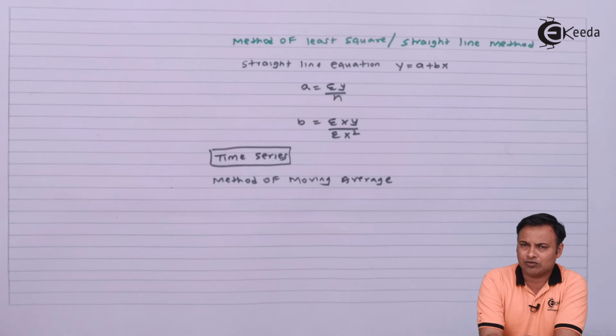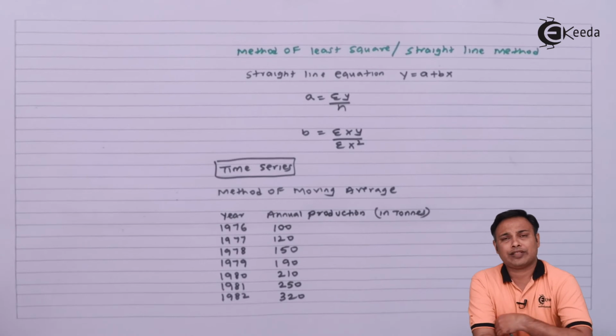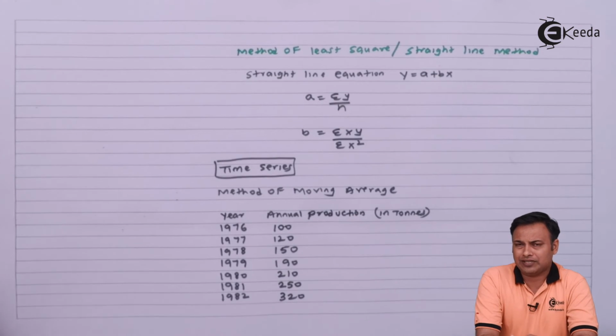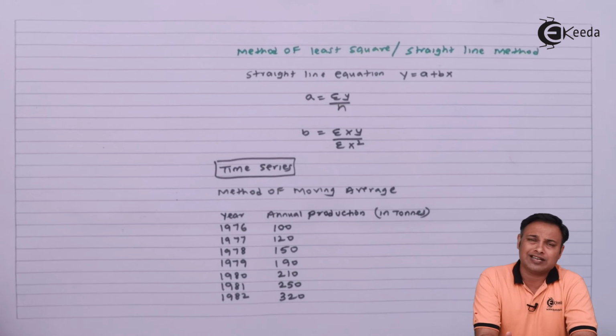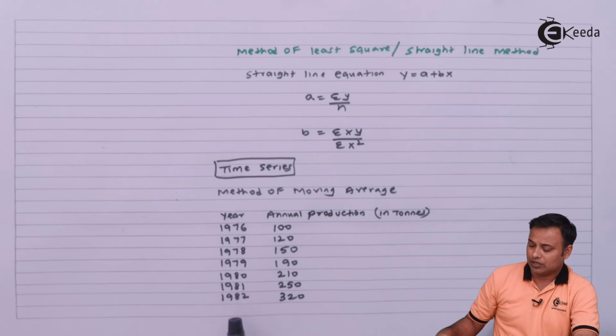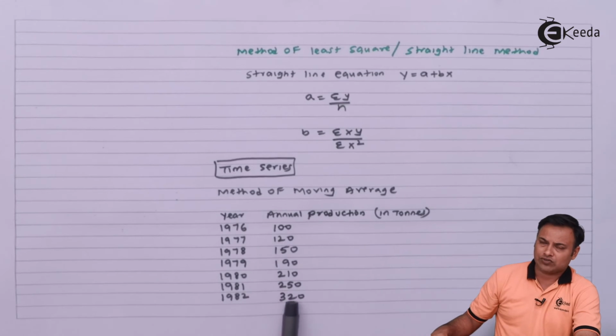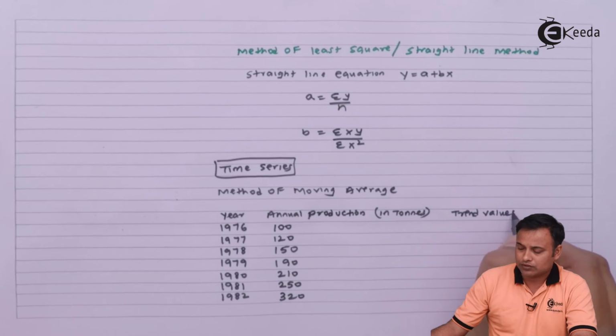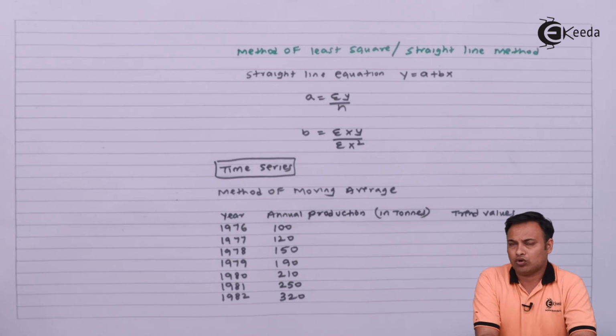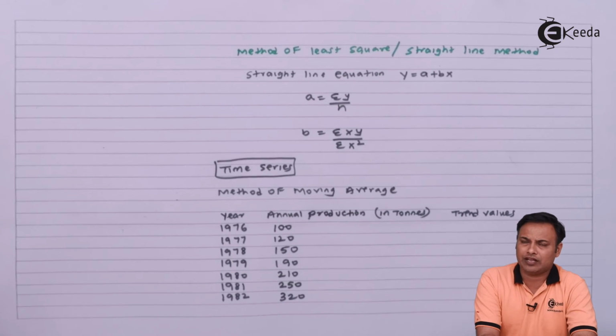Let us assume I am given data for the last 7 or 8 years. Under the method of moving average, we will be calculating the trend, and we will establish the trend by using the past data. For example, in this example, I have the annual production from 1976 to 1982. Based on the actual numbers, I can find trend values by calculating moving averages. How to calculate the moving averages? We may get 3 yearly moving averages, we may get 5 yearly moving averages, and we need to understand how to work out these calculations.